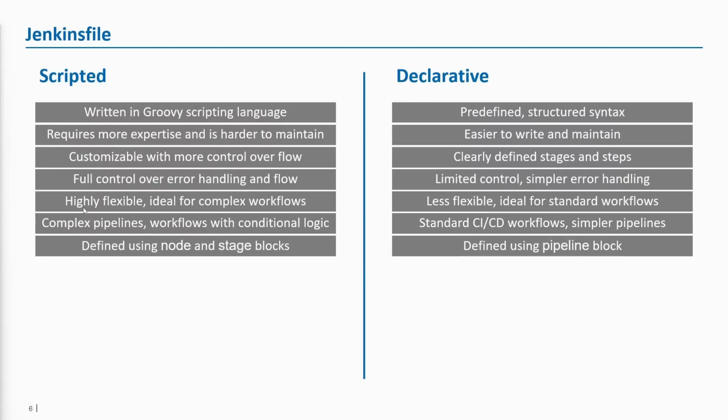This makes it highly flexible, ideal for complex workflows. The declarative is less flexible and used for standard workflows. So for complex pipelines, workflows with conditional logic, you can also write several conditions. So if this particular step fails, then I want to execute the next step and things like that. You can build logic inside the Jenkinsfile, whereas declarative is a standard CI/CD workflow and it is used for simpler pipelines. You cannot inject much logic inside the declarative way of writing.